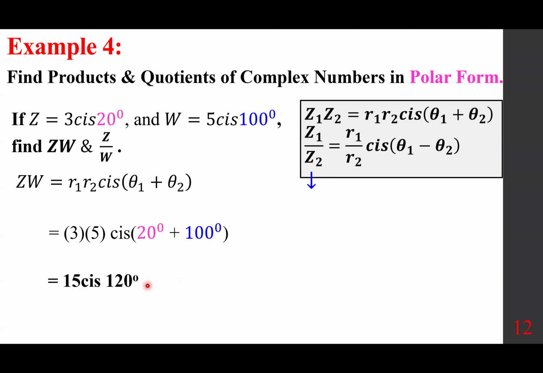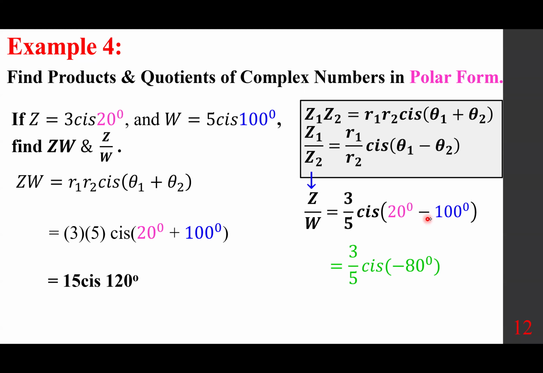Let's find the quotient. R1 over R2, 3 over 5, cis theta 1 minus theta 2, 20 minus 100. And so this is negative 80. And let's make it positive. Because it's in degrees, I'm going to add 360 degrees. If it was in radians, I would add 2 pi. So I get 280 degrees. So 3/5 of cis 280 degrees.